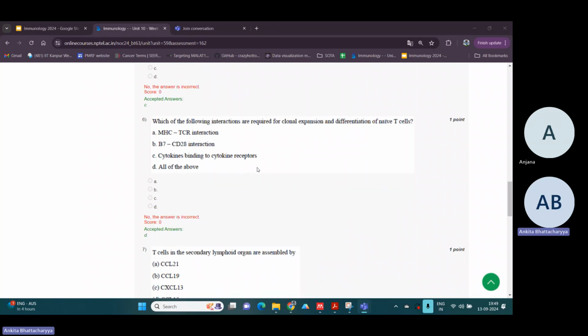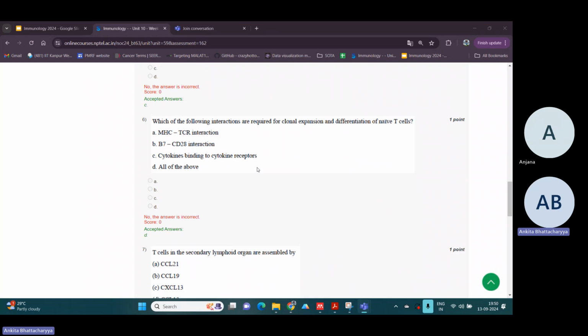And coming to question 6, which of the following interactions are required for clonal expansion and differentiation of naive T cells? So option D would be correct because all of the options are, I'll go over it quickly. For naive T cells to undergo expansion and differentiation, the first interaction that we are most familiar with is the one between MHC and TCR, which is option A. Second comes the co-stimulatory interaction between B7 and CD28, which is helping in validating the accuracy of that interaction even further.